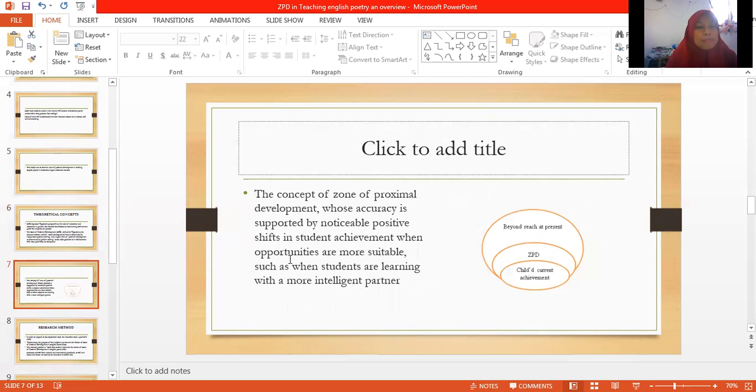The concept of zone of proximal development is supported by noticeable positive shifts in students' achievement when opportunities are more suitable, such as when students are learning with a more intelligent partner. So the surroundings or the environment of the students in the class is supported by many things, including opportunities to ask questions, opportunities to discuss with the teachers, with the peers, with others. That's the ZPD environment we need to make our students enjoy learning, including enjoy learning poetry.